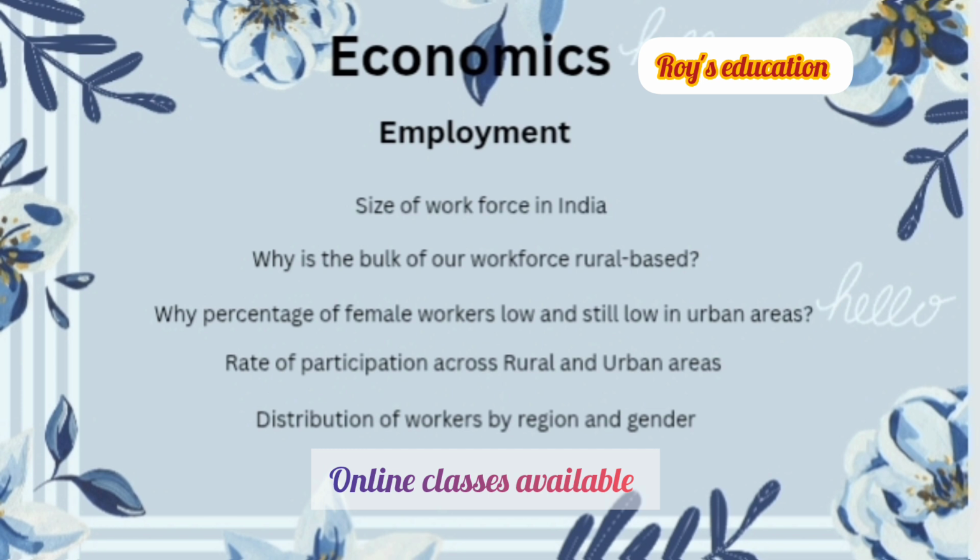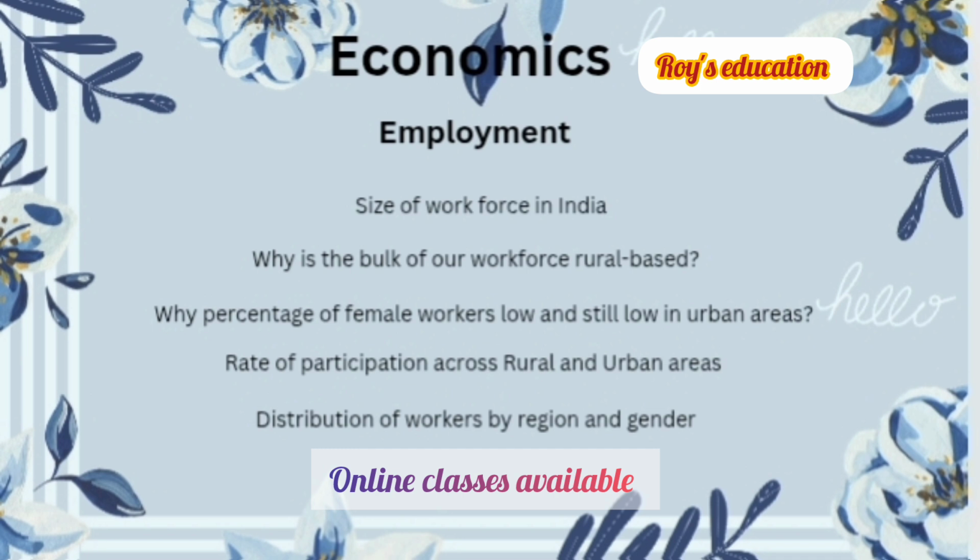Now let us discuss the next topic, that is the rate of participation across the rural and the urban areas. High dependency ratio. The overall rate of participation in the country is not very high, implying not many people are engaged in production activity. It points to a high dependency ratio. Dependency ratio means the ratio of the number of dependents, that is the age group of 0 to 14 and over 65 years, to the total population aged 15 to 65.